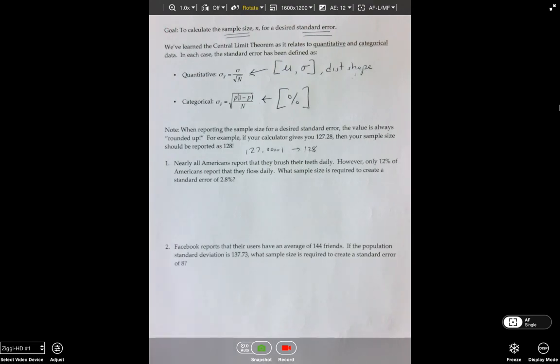All right. So what I'm doing here is I'm doing this one right here. Nearly all Americans report that they brush their teeth daily. Well, that's good news. However, only 12% of Americans report that they floss daily. Well, that's bad news. What sample size is required to create a standard error of 2.8%?